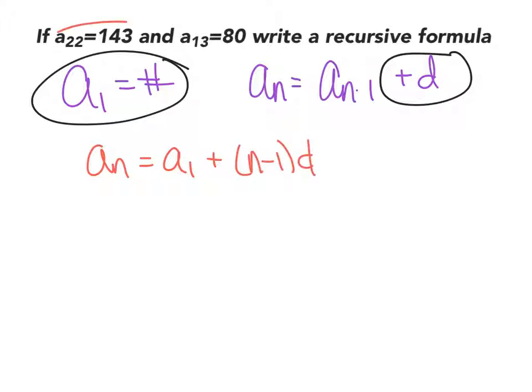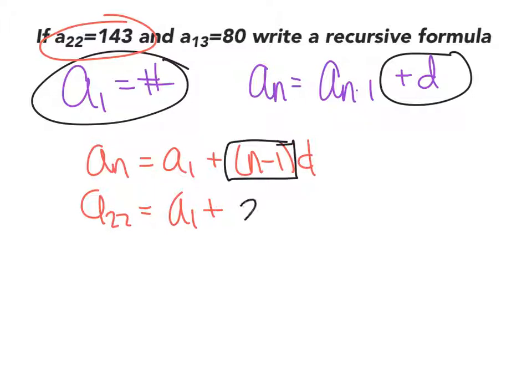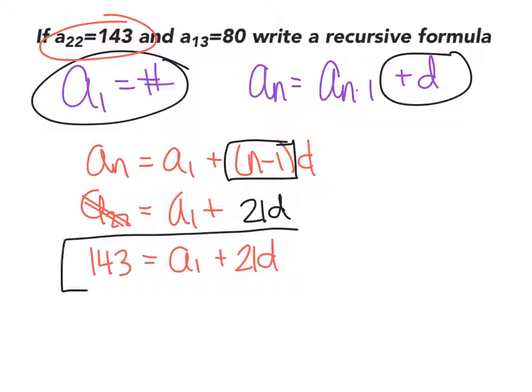I'm going to plug in my first term. So a sub 22, so I'm replacing all my little n's with 22, equals a sub 1 plus, can we do that mental math? 22 minus 1 should be 21d. And I can go one step further. I know a sub 22 is 143 equals a sub 1 plus 21d. And now I can't go any further, so let's box that in. That is as far as I can go on that term.